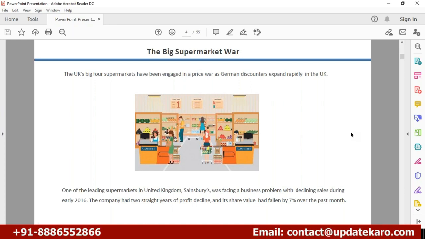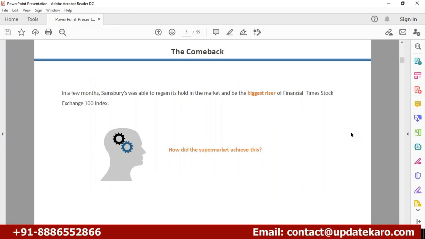And they wanted to improve their sales, right? How did they do that? Within a short span of time, they were able to improve their sales. So in a few months, Sainsbury's was able to regain its hold in the market and became the biggest riser of the Financial Times Stock Exchange 100 index. That's what it was telling. Anybody want to answer?